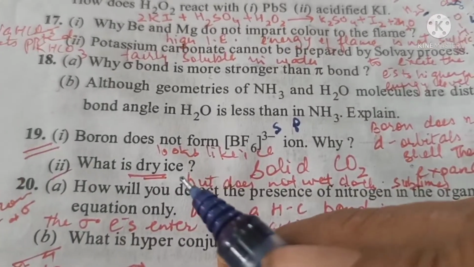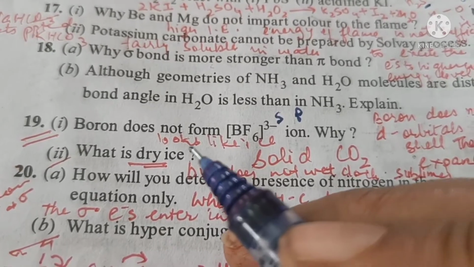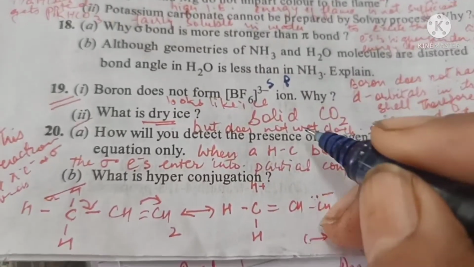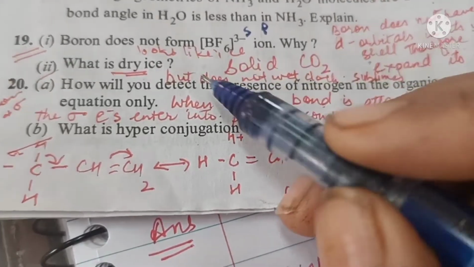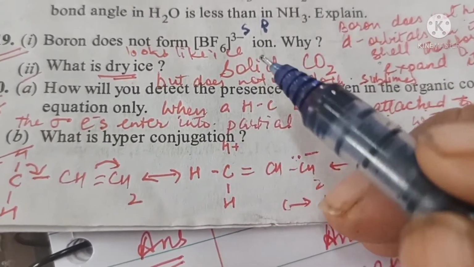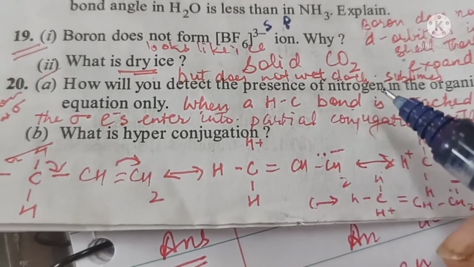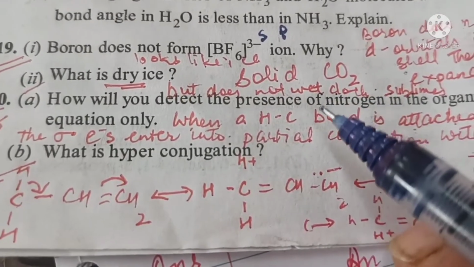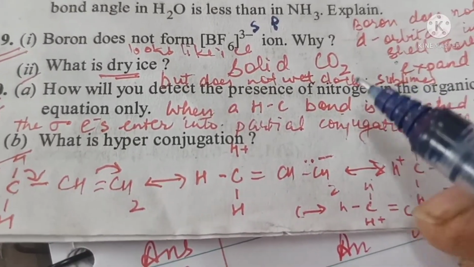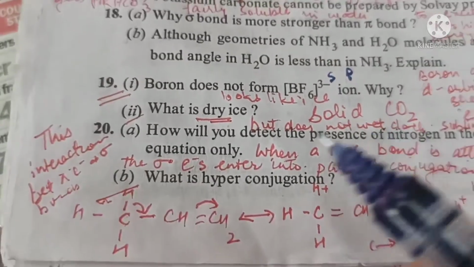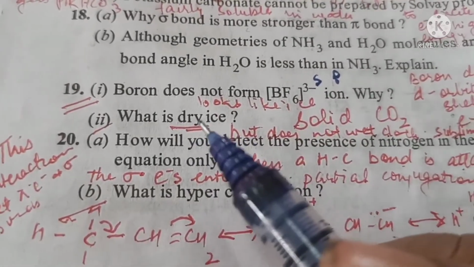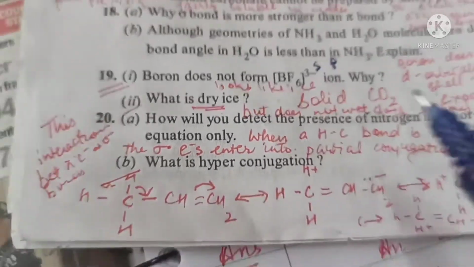What is dry ice? Dry ice is solid carbon dioxide. It is so called because it looks like ice and does not wet cloth, because on heating it will straight away change from solid to gas. It will sublime and not liquefy. So it's called dry ice. Dry ice is solid carbon dioxide.